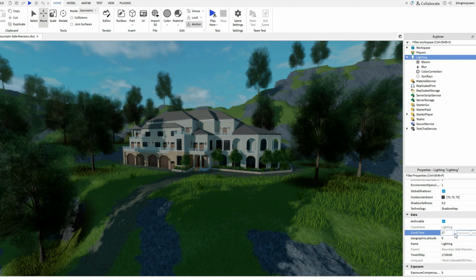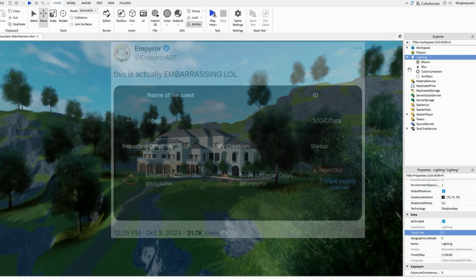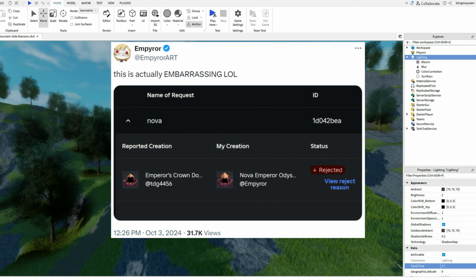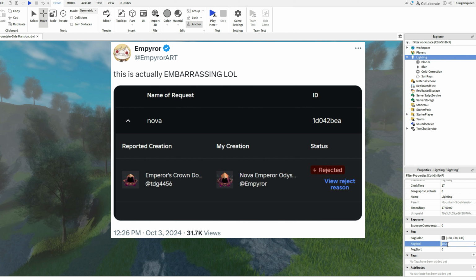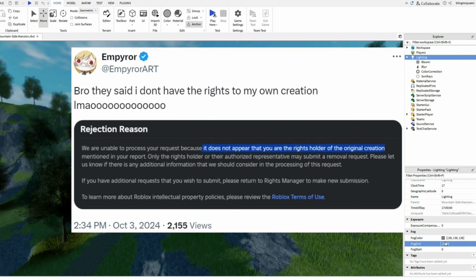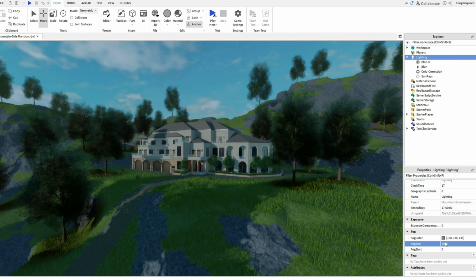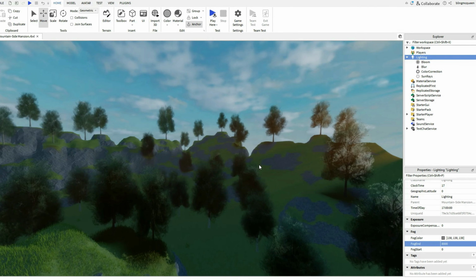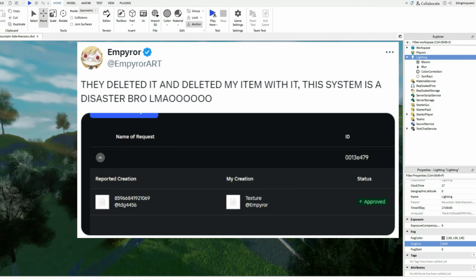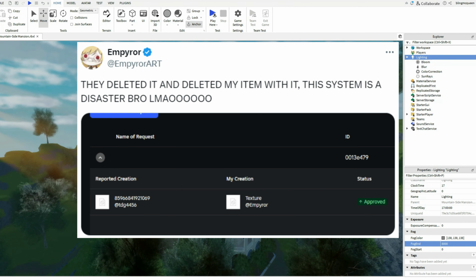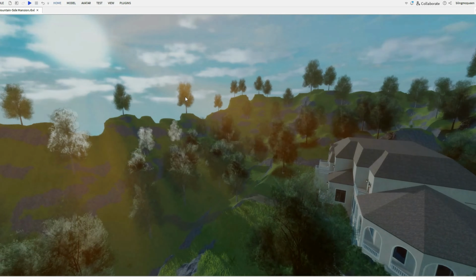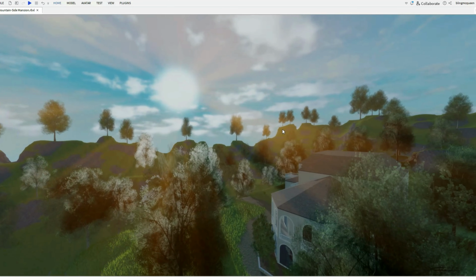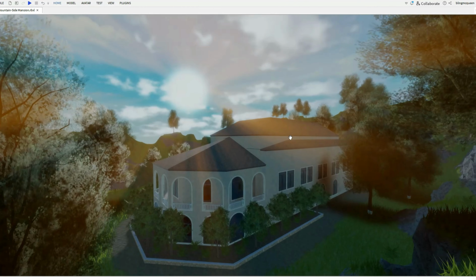The DMCA system does not even work when it needs to, as pointed out by Empyror in this tweet. The two creations are visibly the exact same, but Emp's appeal got rejected with the response given stating, "It does not appear that you are the rights holder of the original creation." On October 3rd, Emp would provide an update where both their hat and the copyrighted hat would be removed. Like, how does this even happen? The UGC program is honestly just a joke, and I think Roblox should have kept it exclusive to accepted players until all the issues were fixed.